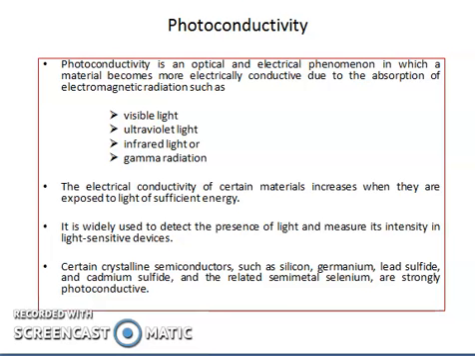Certain crystalline semiconductors such as silicon, germanium, lead sulfide and cadmium sulfide, and the related semi-metal selenium are strongly photoconductive in nature. Or in short, we can say that it is the property of the material by which whenever light falls on it, the resistance decreases or the conductivity increases.